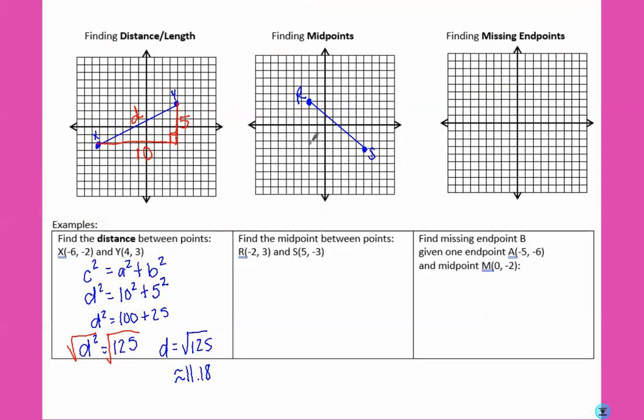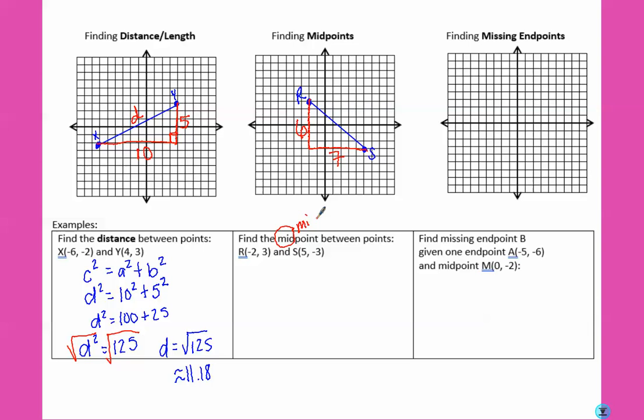Now, you might be able to kind of tell where the middle is just by looking at that line, but it could be difficult. So I'm going to make a triangle again. And I'm going to count the side lengths. So 1, 2, 3, 4, 5, 6. And 1, 2, 3, 4, 5, 6, 7.